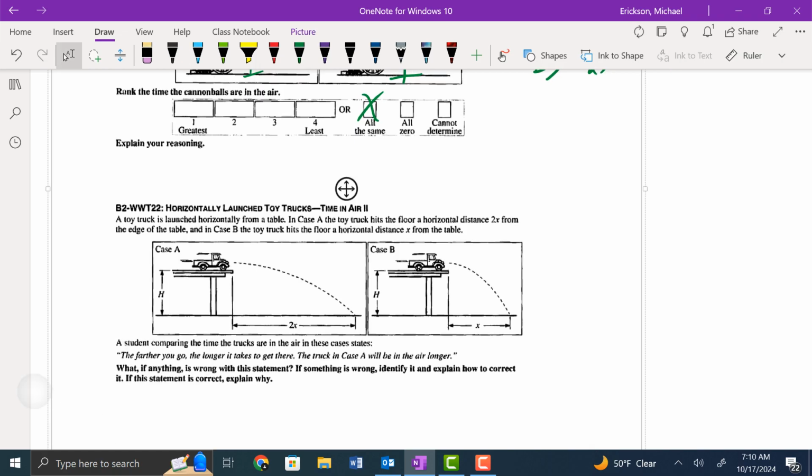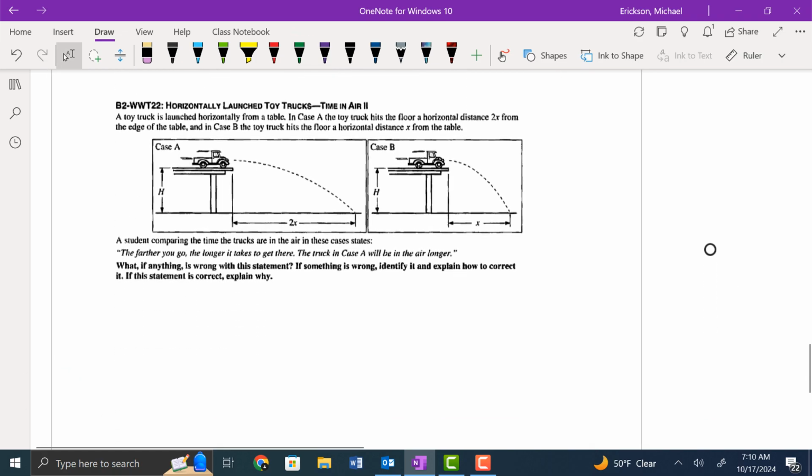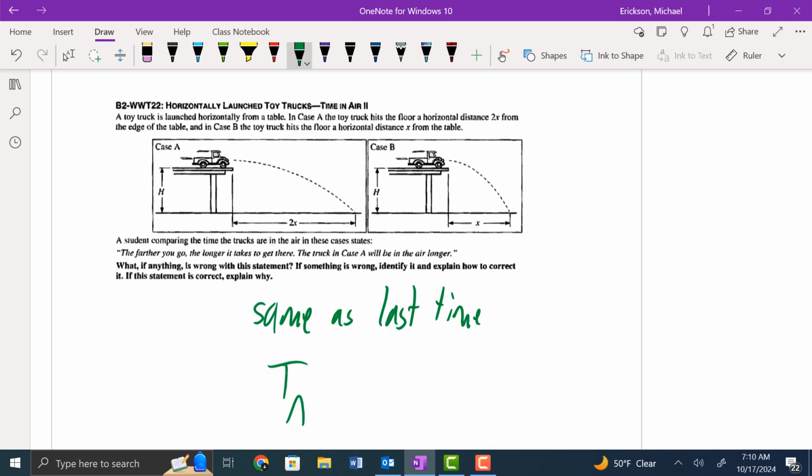All right, this one. I'm just going to say same as last time. The time in the air for A will be equal to the time in the air as B. It's the same thing as last time. I think this time this guy would be traveling at 2V. This one's at V. So essentially they flip places, but just because you're going faster horizontally does not mean you're in the air longer. It just means you go further.